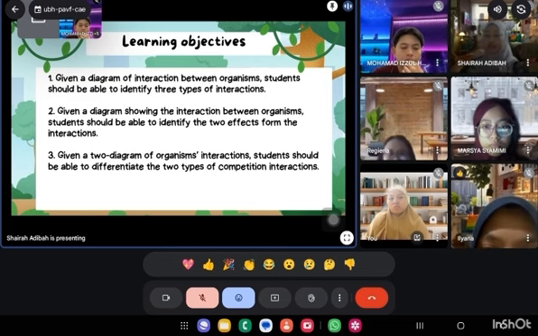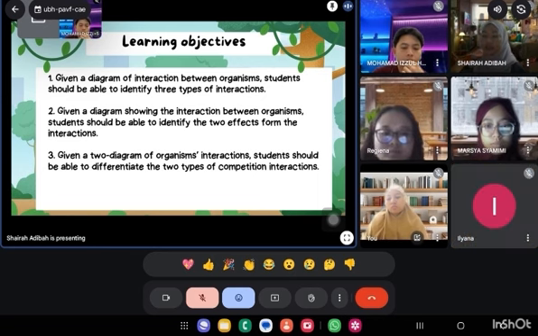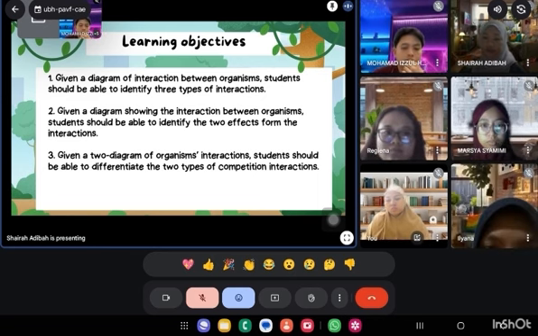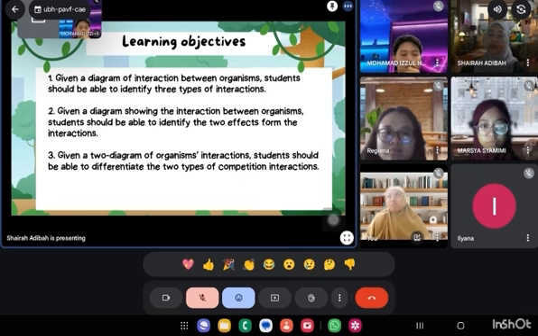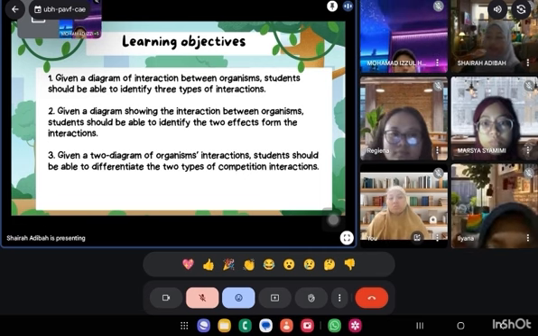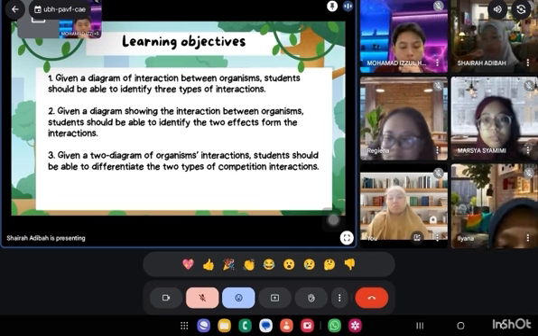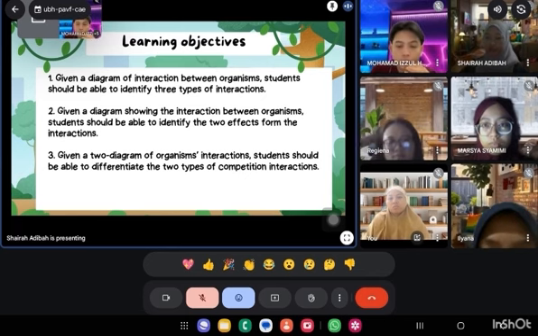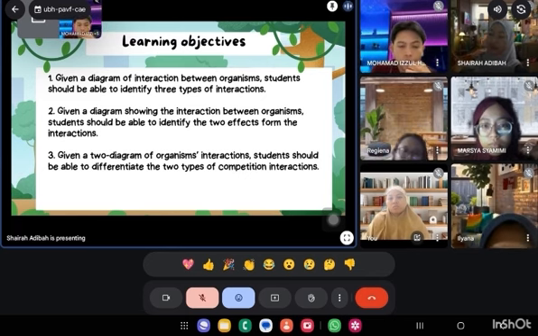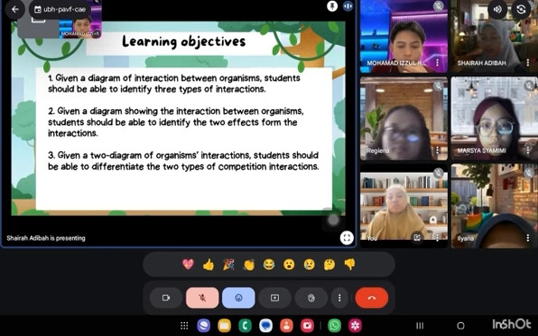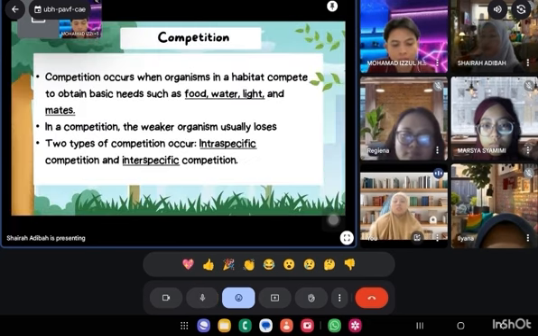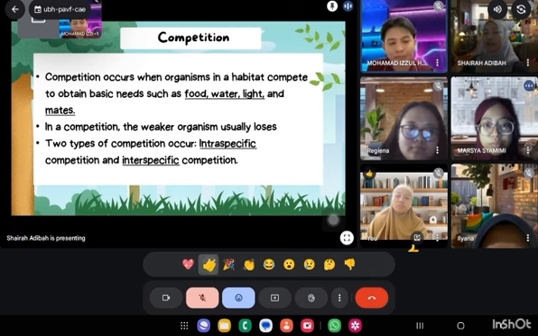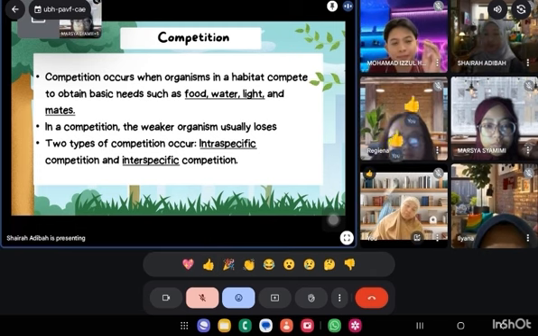Second one is, given a diagram showing the interaction between organisms, students should be able to identify the two effects from the interactions. Okay, last one is, given the two diagrams of organism interactions, students should be able to differentiate the two types of competition interactions. Okay, everyone clear based on these learning objectives today? Yes, teacher. Okay, clear. So let's start our class with the competition concept.